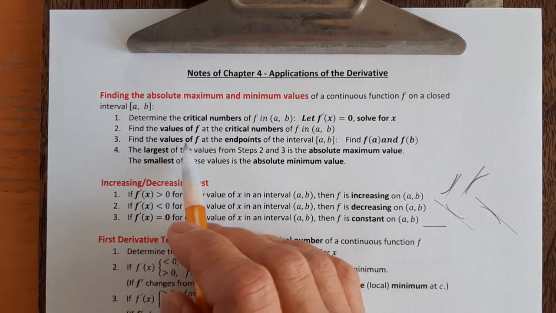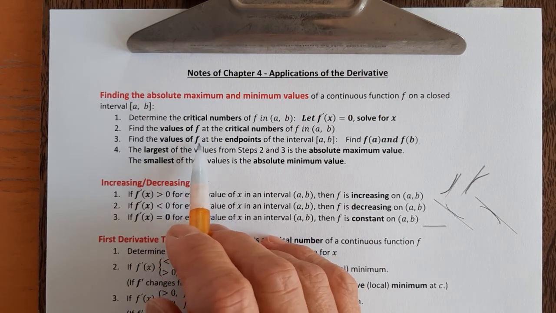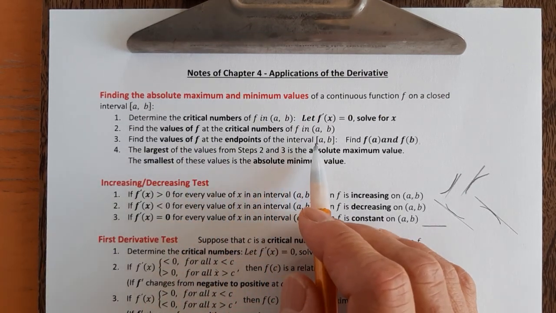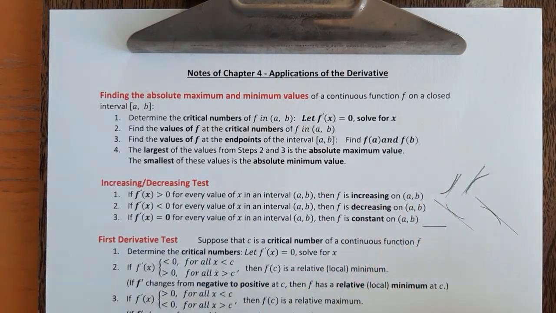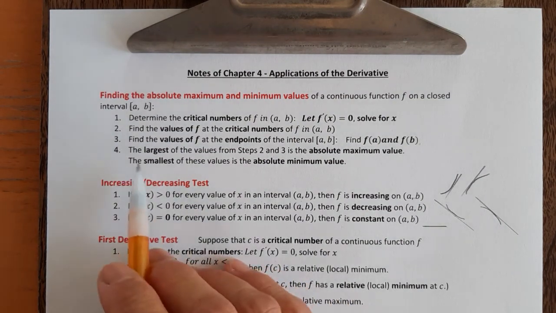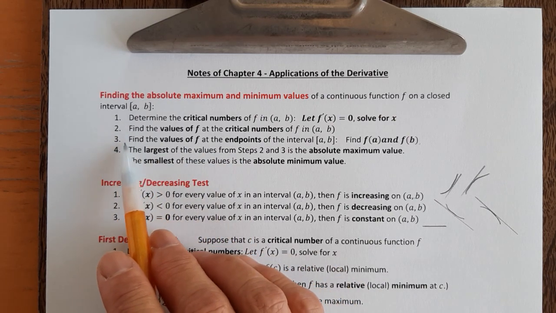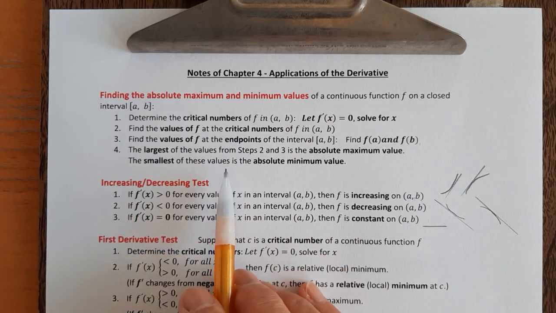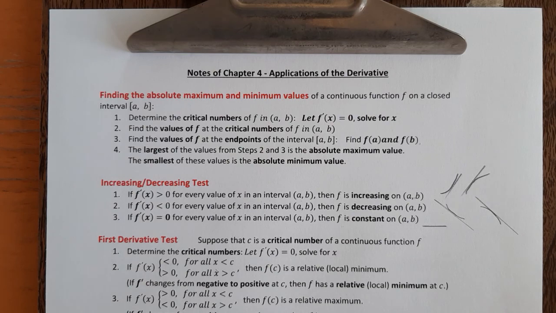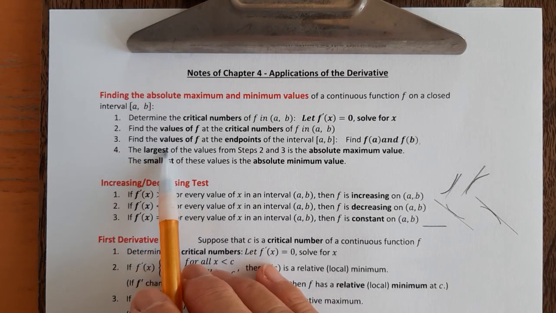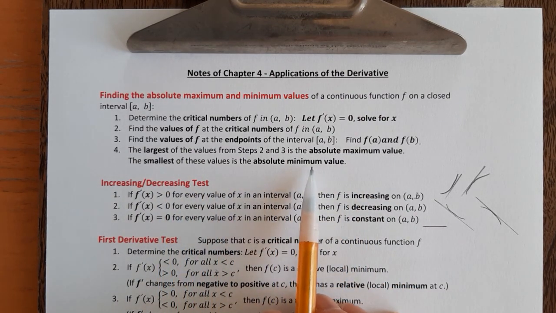The third step, find the values of f, the function values, at the endpoints of the closed interval [a, b]. That means find f of a and f of b. And compare all the values found, the function values for the critical numbers and the function values for the endpoints. Compare those numbers. The largest one we call the absolute maximum value. The smallest one is the absolute minimum value.